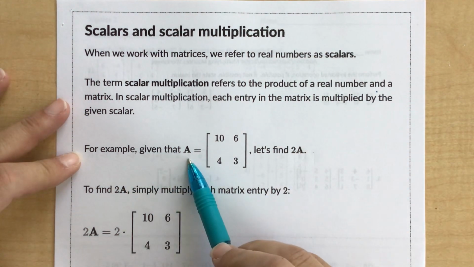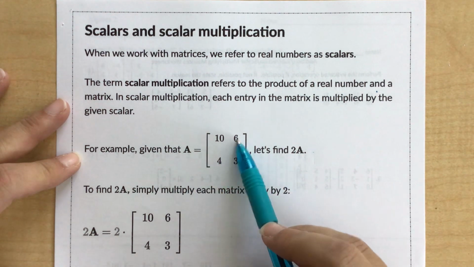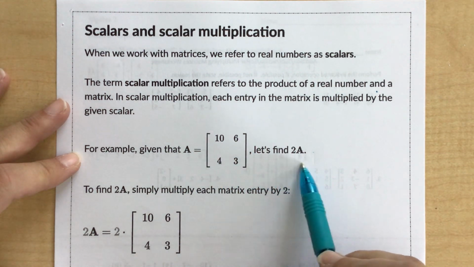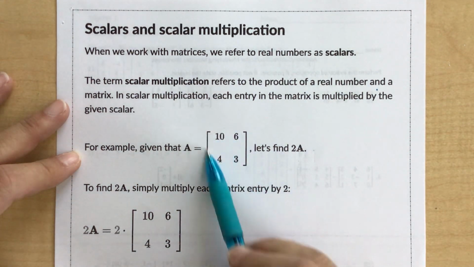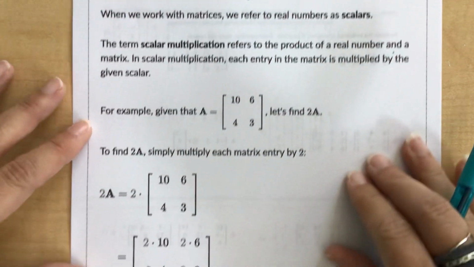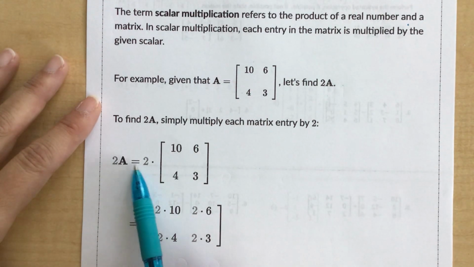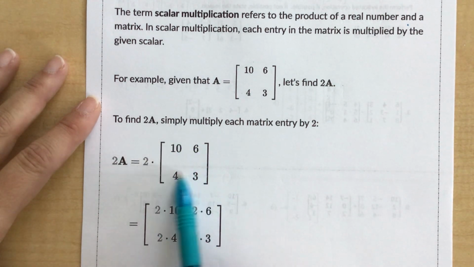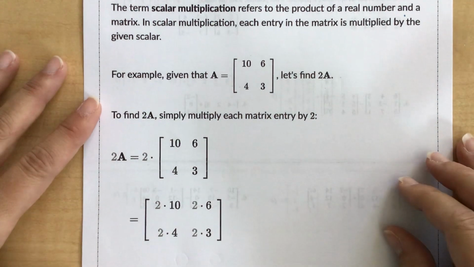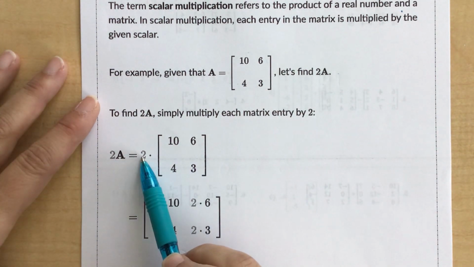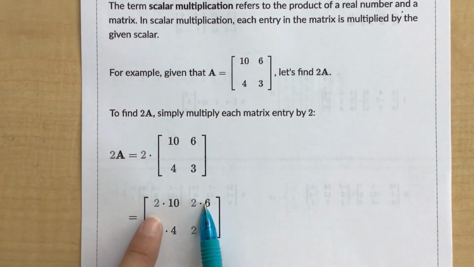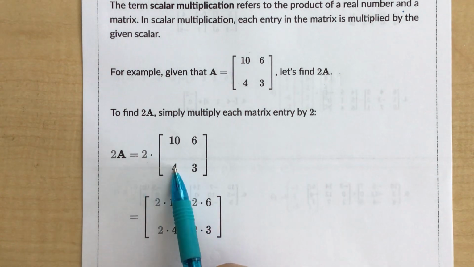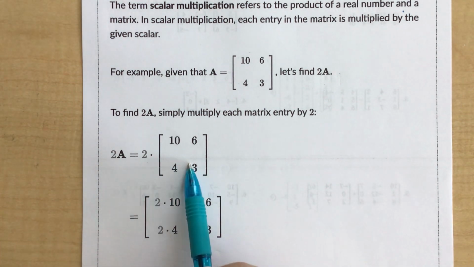So for example, given that our matrix A equals this, 10, 6, 4, 3, let's find 2A. So what that means is I'm multiplying this whole entire matrix by 2. So it looks like this. So 2A equals 2 times this matrix A. So this is very simple. We are simply taking our scalar multiplier right here. So 2 times 10, 2 times 6. You can see it written out down here. 2 times 4, 2 times 3.